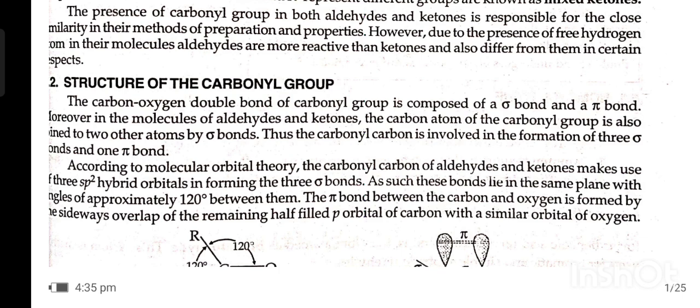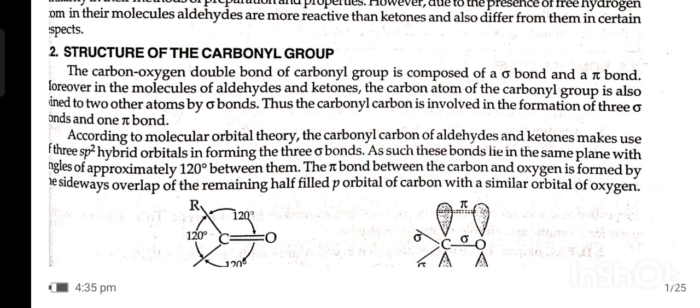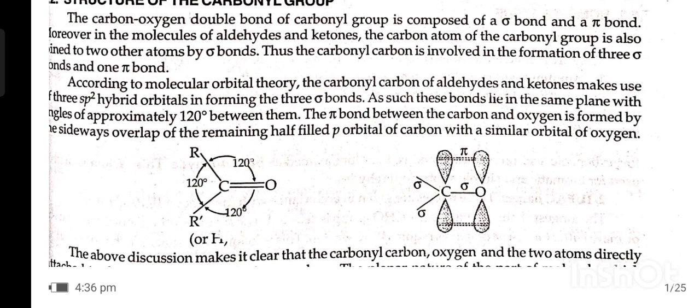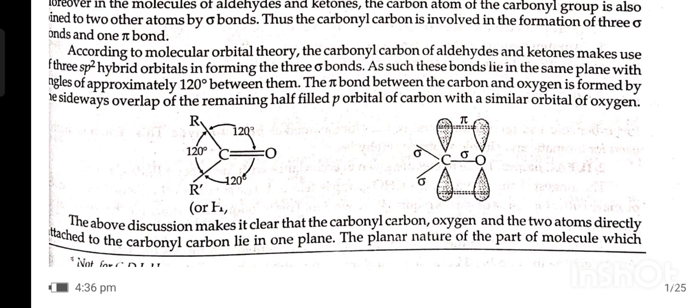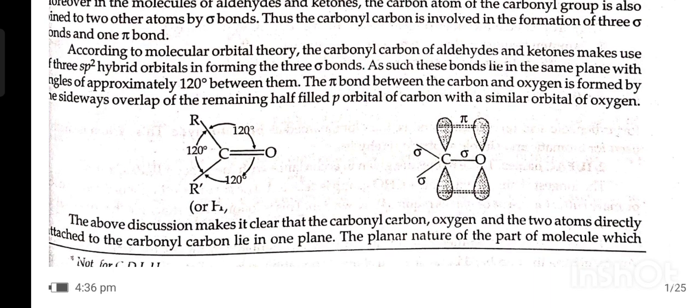Structure of carbonyl group. The carbon oxygen double bond of the carbonyl group is composed of a sigma bond and a pi bond. Moreover, in the molecule of aldehyde and ketone, the carbon atom of the carbonyl group is also joined to two other atoms by sigma bonds. Thus, the carbonyl carbon is involved in the formation of 3 sigma bonds and 1 pi bond. According to molecular orbital theory, the carbonyl carbon of aldehyde and ketone makes use of 3 sp2 hybridized orbitals in forming the 3 sigma bonds. As such, these bonds lie in the same plane with angles of approximately 120 degrees between them.